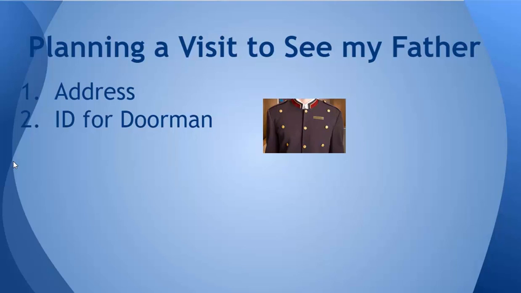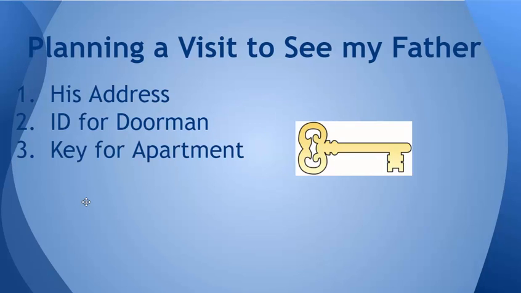Luckily, my father has already told the doorman to be expecting me, so his doorman just needs to check to make sure that I have the right ID, so he lets me in and no one else. And third, I'm going to need a key to get into my father's apartment. Luckily, my father has already mailed me a key long ago, so I have no issues. If I get to his door, I can get in.